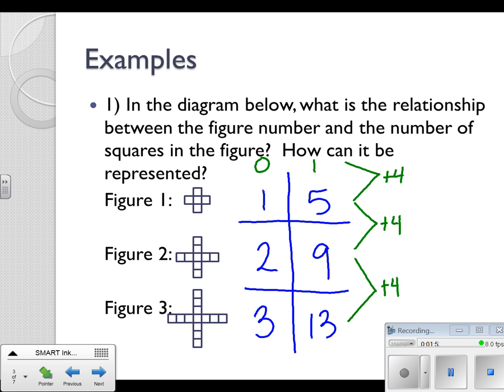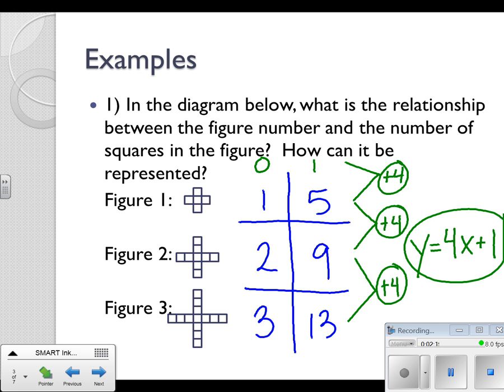And this gives us a linear equation that we can represent this data with, and it is y, which is the number of squares, equals 4x plus 1. So I'll explain here. I get the 4 because that's the constant change. That is your slope that goes in front of the x. The plus 1 comes from what it originally started at. That's at 0, when x is 0. So 0, 1, and then it constantly went up by 4.